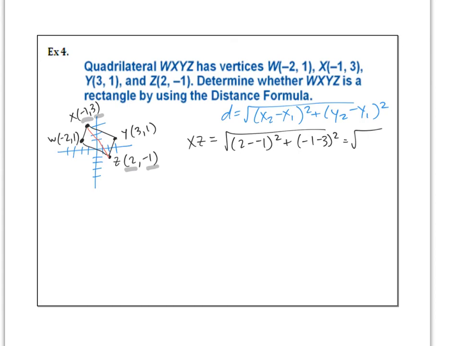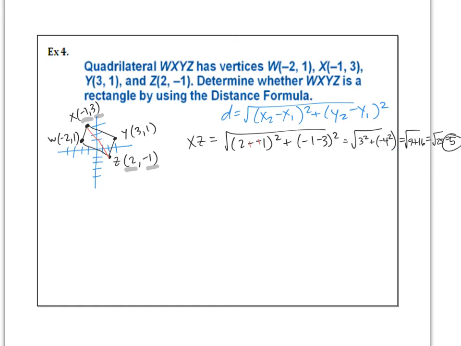This becomes a plus. And so I wind up with 3 squared plus negative 4 squared, which is 9 plus 16, which is 25, which is 5. So that diagonal has a length of 5.